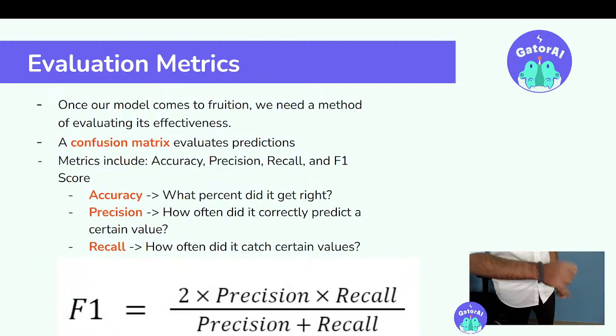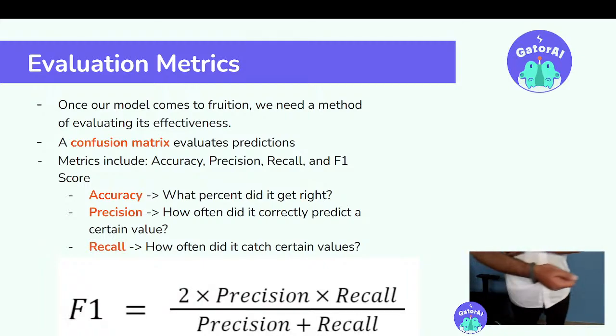So our first group is true positives. A true positive is when the model predicted yes, and it was actually yes. A true negative is when I predicted no and it was actually no. And a false positive is, let's say I predicted yes, but it was actually no. A false negative is, I predicted no, but it was actually yes.